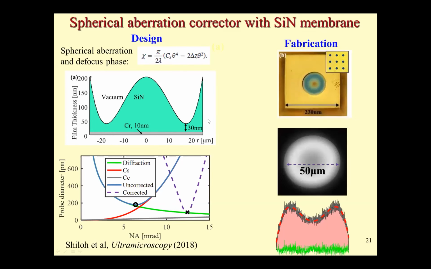And this is a fabricated corrector. So here we can see, this is a microscope picture. In fact, we can have several correctors, even with slightly different design on the same membrane.